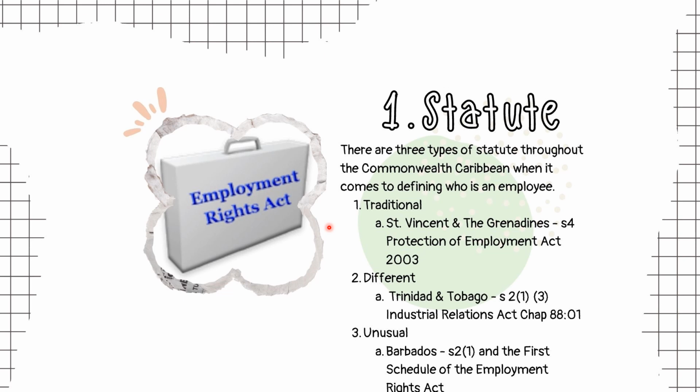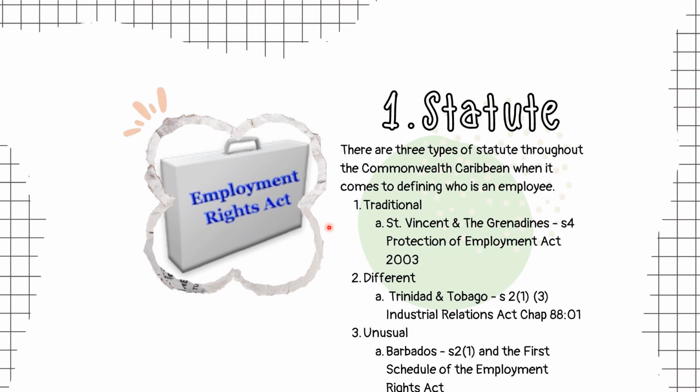I'm going to get back to that. Let me just tackle the traditional one first. So the traditional definition of who is an employee may be found in Bahamas, St. Vincent, and Dominica. And as I would have said before, these acts are deemed traditional because they mention the term employee. In St. Vincent and the Grenadines, it is going to be found in Section 4 of their Protection of Employment Act 2003.